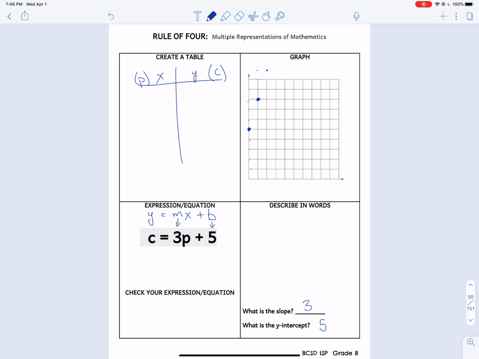So maybe ask your parents about the Blockbuster days where you had to have a membership, and then you would get movies at a discounted price or something like that. Okay, so creating a table.